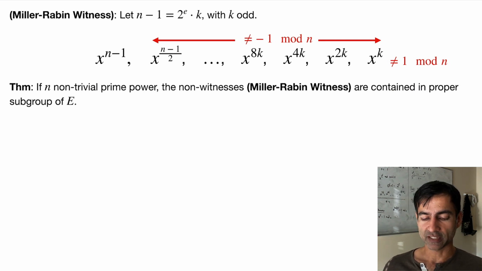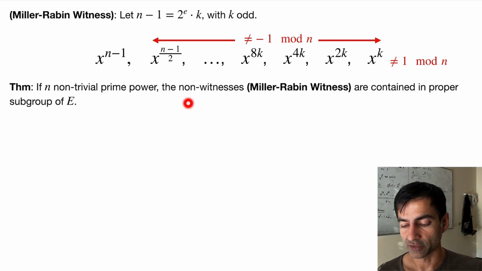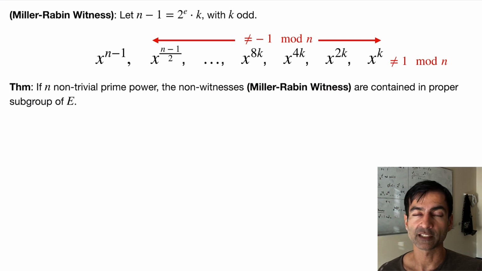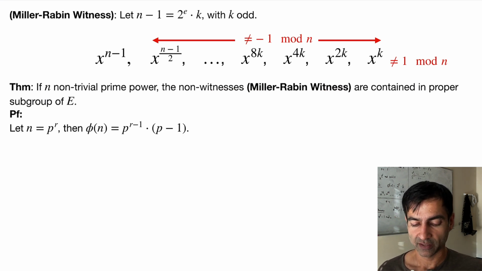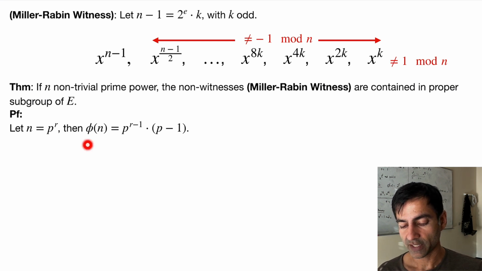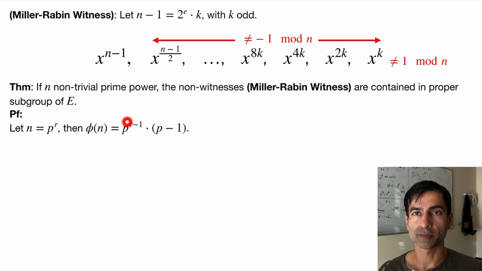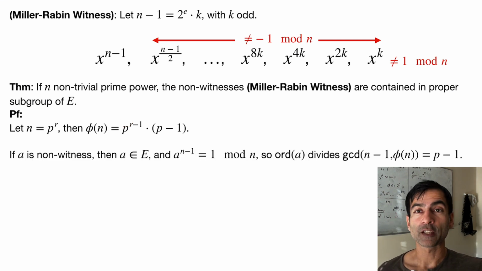And for the last part, if n is a prime power, I claim that the non-witnesses for the Miller-Rabin witnesses are contained in a proper subgroup, and that's because when n is a prime power, then phi of n is equal to this, p to some power times p minus 1. But if you have a non-witness a, then either there's a 1 here or there's a -1 somewhere here. In both cases, this number here will be 1 modulo n.